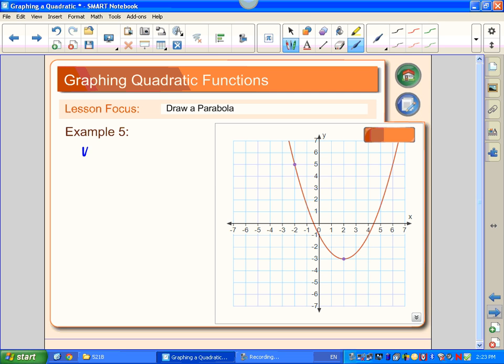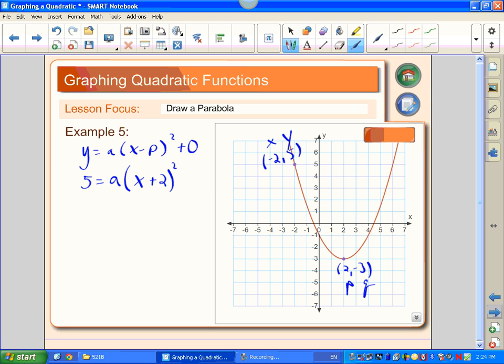Again, I'm starting with y is equal to a times (x minus p) squared plus q. And I have 2, -3 is my vertex. So this is the p, this is the q. I have the point -2, 5. That's the x, that's the y. So we have 5 is equal to a times (x plus 2) squared. Remember, that's subtracting the -2, and I put it in the wrong spot. That's a common error, so we have to be very careful of that.